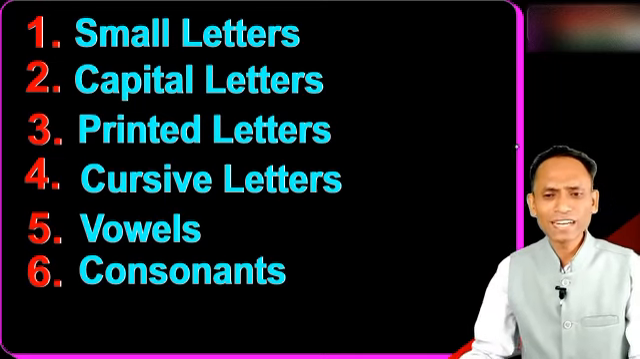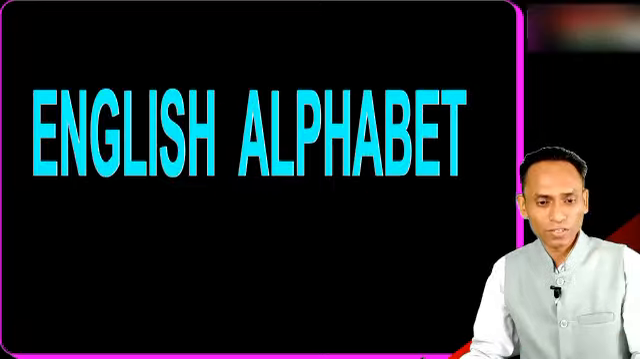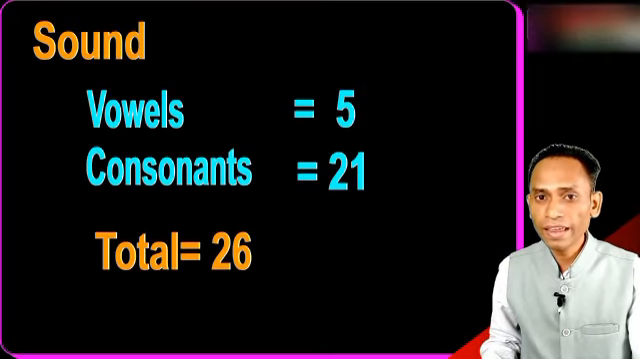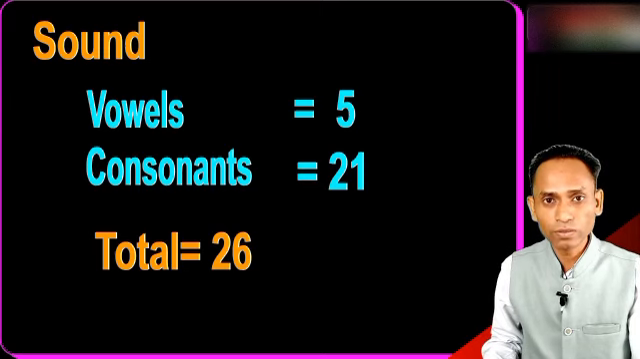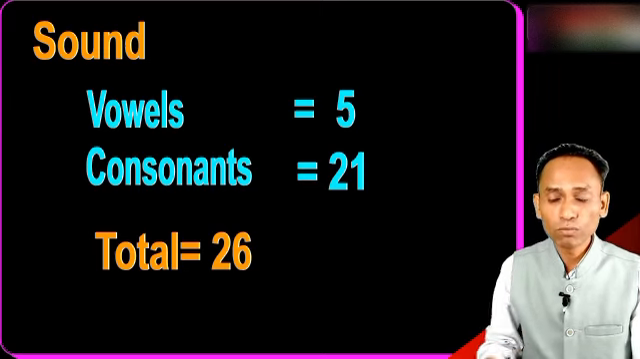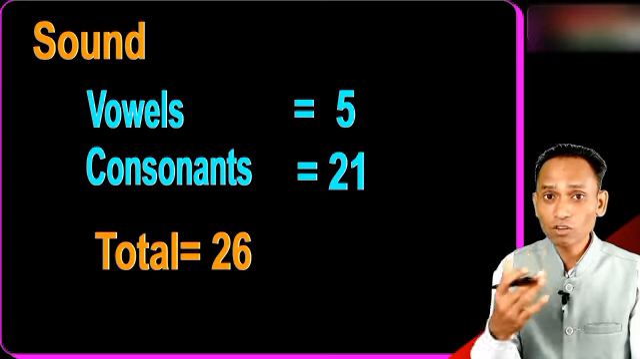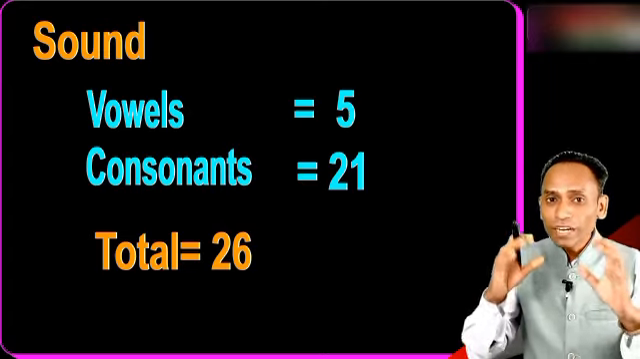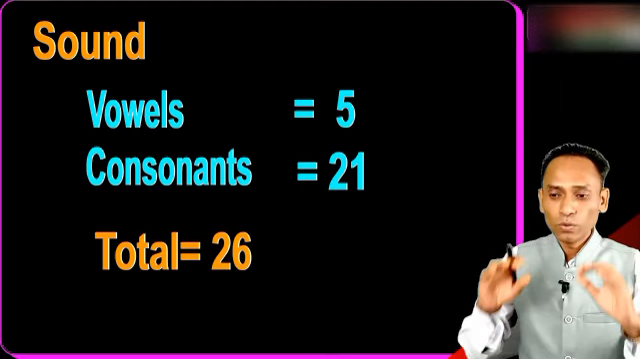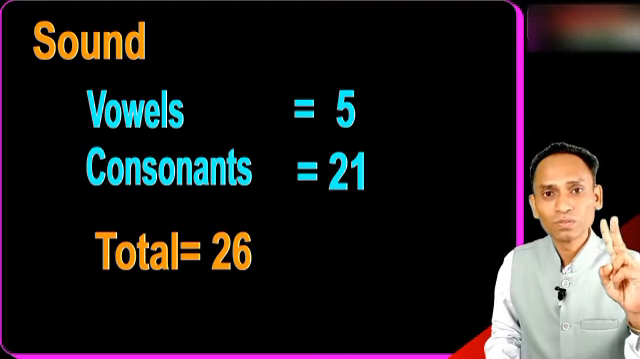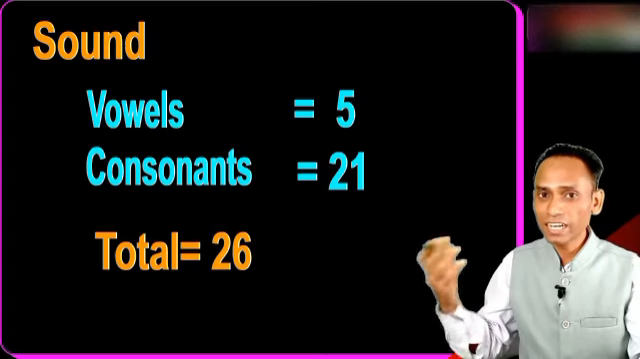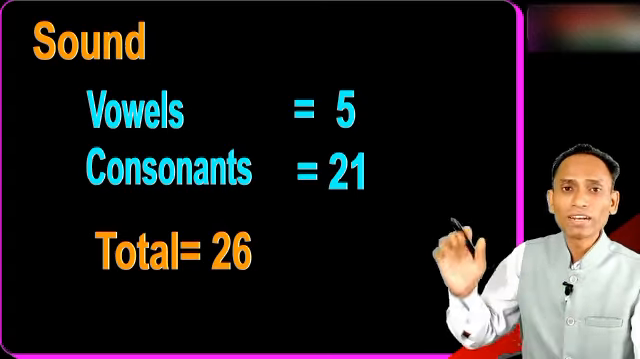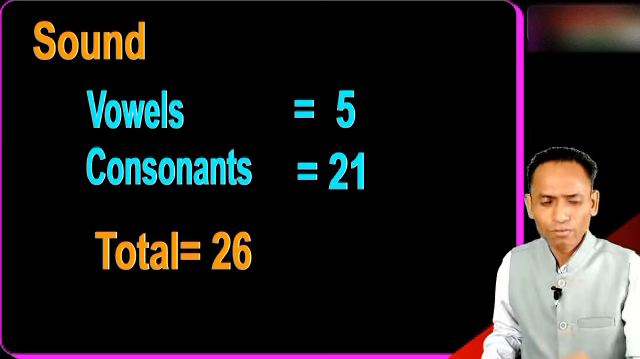Okay, let's first understand depending on the sound. Sound means what? When we say A, this is the sound. But this is the sound of B. Ka, this is the sound of C. Da, this is the sound of D, right? So depending on the sound, we divide the letters into two groups, vowels and consonants. Five letters are called vowels. The rest, 21 letters, are called consonants. Why? I'm telling you.